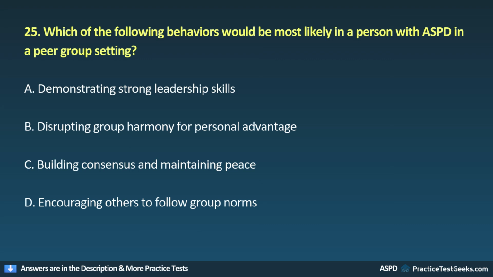25. Which of the following behaviors would be most likely in a person with ASPD in a peer group setting? A. Demonstrating strong leadership skills. B. Disrupting group harmony for personal advantage. C. Building consensus and maintaining peace. D. Encouraging others to follow group norms.